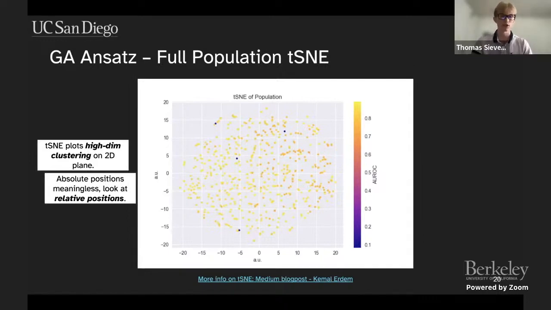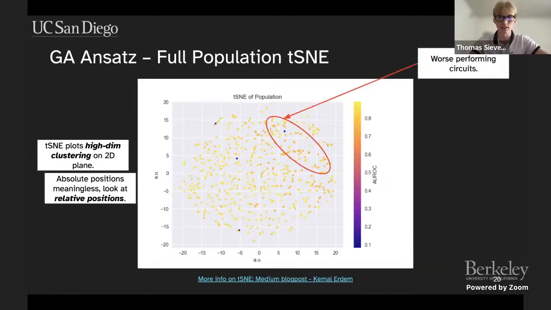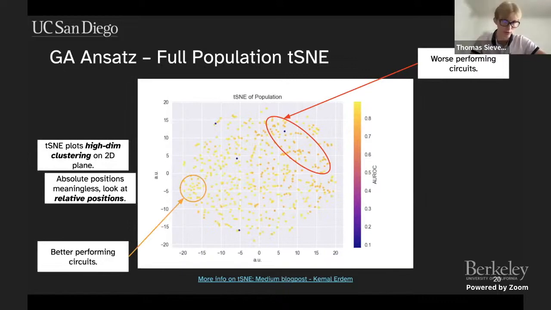So points that are close to each other on this plot are circuits that are very similar to each other. We also color coded it by circuit performance, by the AUROC. We see this interesting division, where on the upper right side there are some worse performing circuits, and on the lower left side there are some better performing circuits. It looks like you could draw a line dividing the two, where a circuit on the upper right generally performs a little worse, more like 0.7 AUROC, and on the lower left it's more like 0.8 or 0.82. I think there's more to be looked into here, certainly, but it's promising that there's something interesting going on.